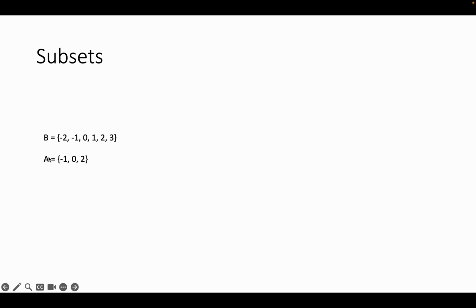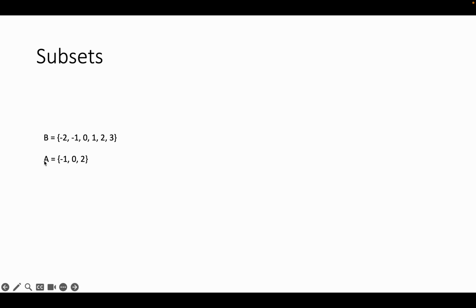But notice that set A has a -1 in it, just like set B does. Notice that A has a 0 in it, just like set B does. And notice that A has a 2, just like set B does. But notice this one: the 3 in set B is not present in set A.